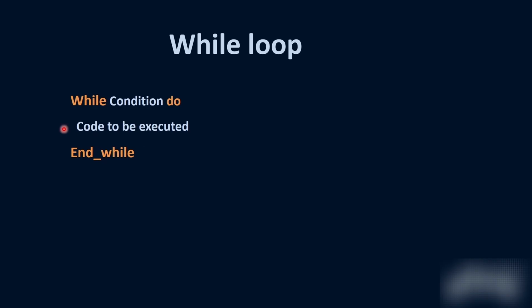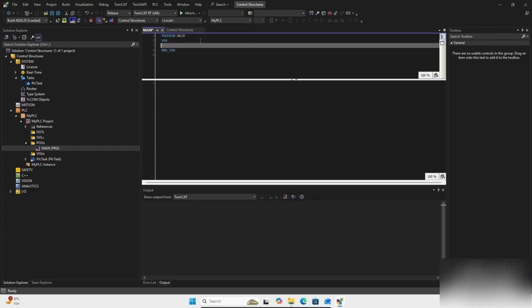Now let's move to the practical part, where we are going to use these control structures in our program. We are going to start with the if control structure, and the idea is that we would like to create a simple control structure where we start a motor when the start button is pressed, and stop the motor when the stop button is pressed.